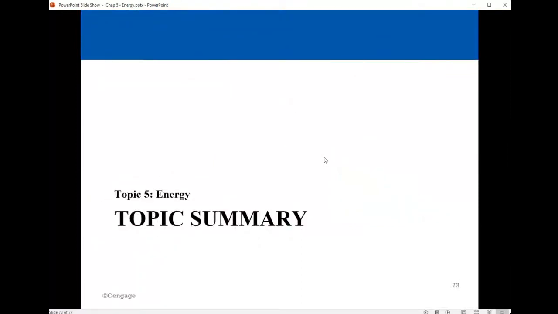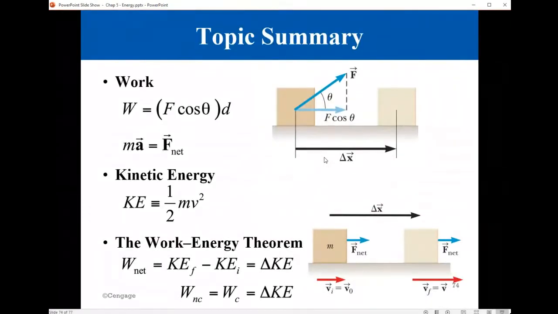We are done with this chapter. We learned how we define work in physics as F cosine theta times d. We care about the force component along the displacement direction. The force from Newton's law is equal to mass times acceleration. From this equation we derived the work energy theorem. The kinetic energy is half mv squared, and a change in kinetic energy always requires work. You cannot change the kinetic energy without doing work.